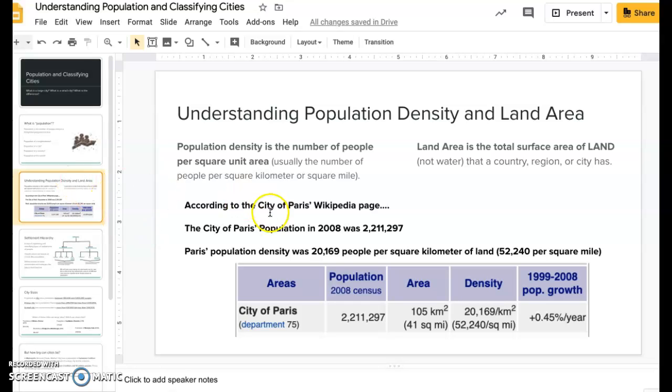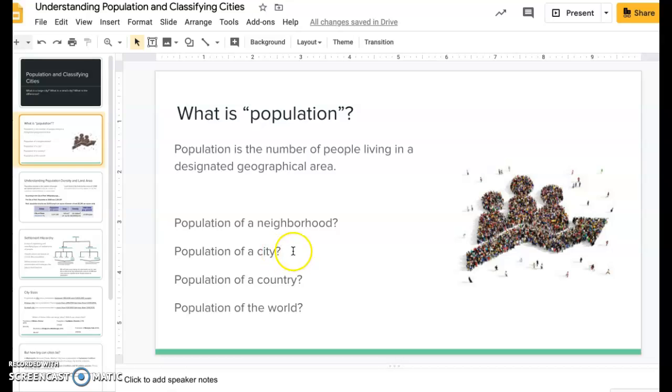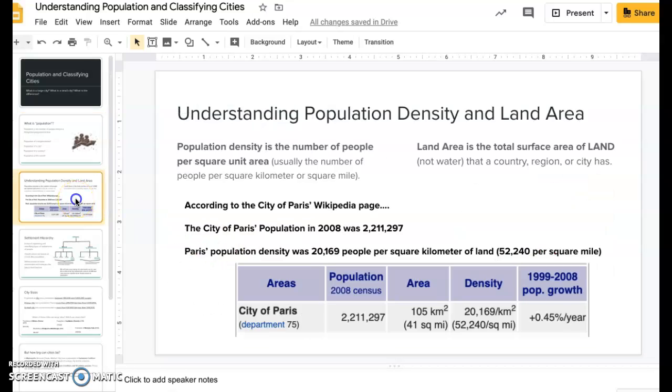So, for example, if we're trying to find the population of a city, let's look at maybe what the population density of a city would be. We can do that using this Paris example here. According to the City of Paris's Wikipedia page, and the City of Paris is the city center of Paris, there is an area of 105 kilometers squared. So that is the land area, the total surface area of land in the city of Paris, land where people can live. That is the land area of Paris, okay?